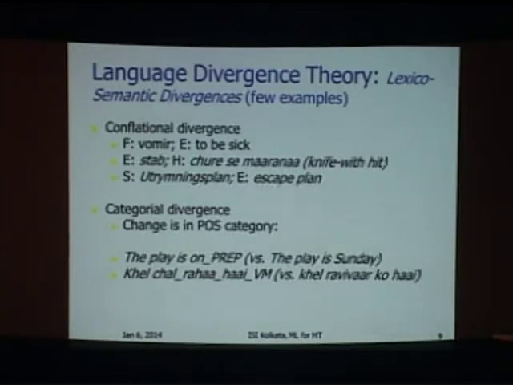The second divergence is categorical divergence, change in part of speech. The play is on. On is a preposition. If you translate this to any Indian language, most likely you will not get a postposition or preposition. You will have to introduce a complete verb. Khel chal raha hai. Khela cholche. Okay? So this on is a preposition, and its category has changed from preposition to a verb string, chal raha hai. Okay. And when we look at these categories, let's also mentally think of algorithms which will close these divergences.